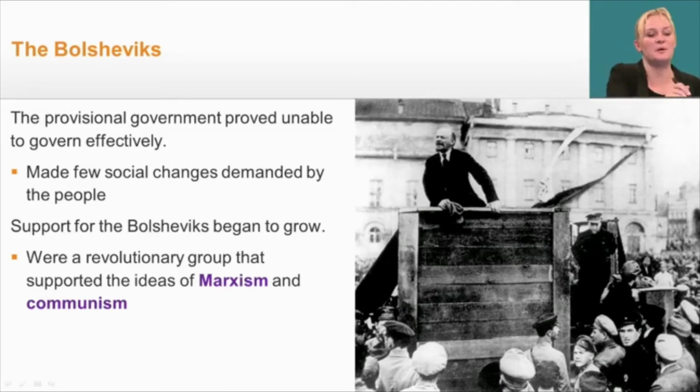Let's talk about the Bolsheviks. The Bolsheviks, this was the name of the political party that Vladimir Lenin formed. Now, the Bolsheviks, in Russian, this actually means the majority. So he named his party the Majority Party.